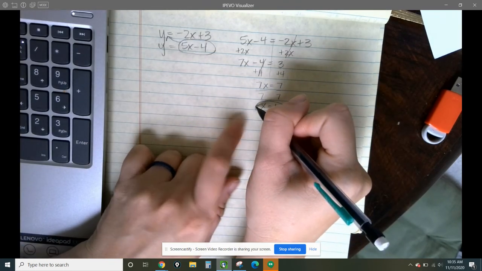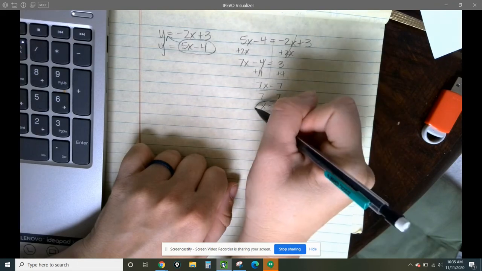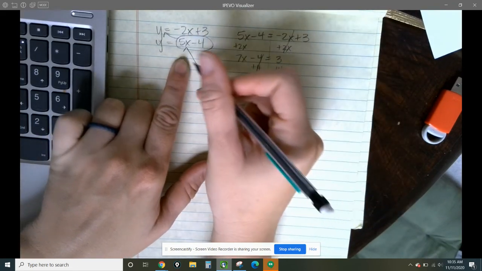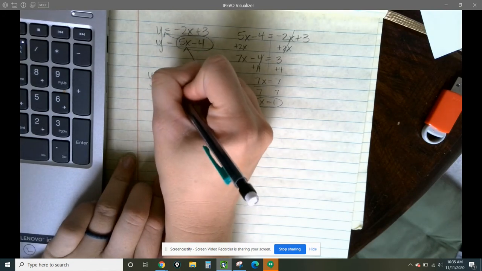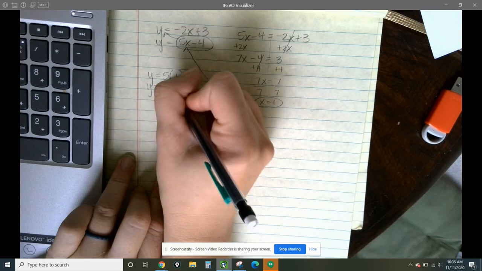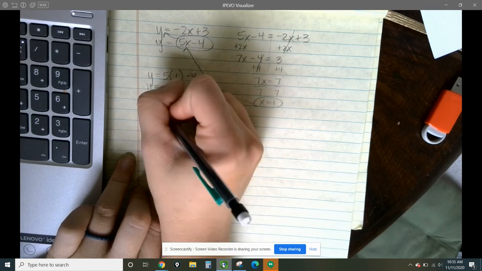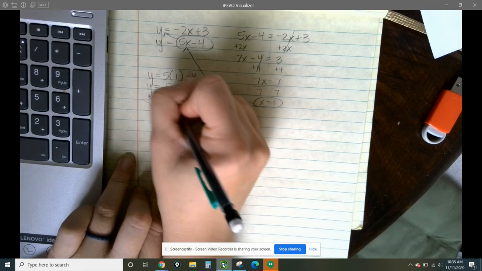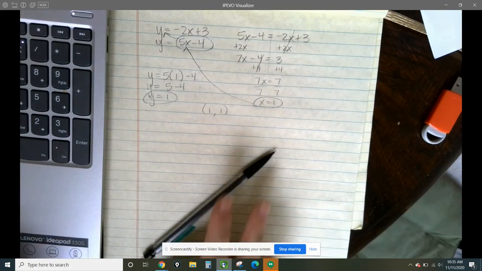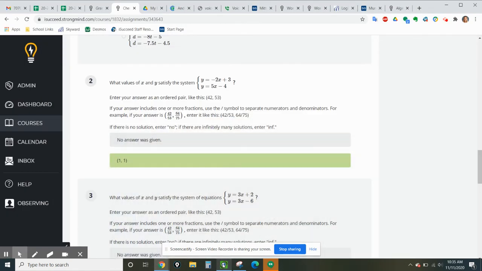And then I can take that x and plug it back into either of these equations, whichever one you want, to figure out y. So if I plug in 1 right there, I have y equals 5 times 1 minus 4. So 5 times 1 is 5. 5 minus 4 is also 1. So my answer here would be 1, 1 if you wrote it as an ordered pair. And let's see how they have it as an ordered pair, 1, 1.